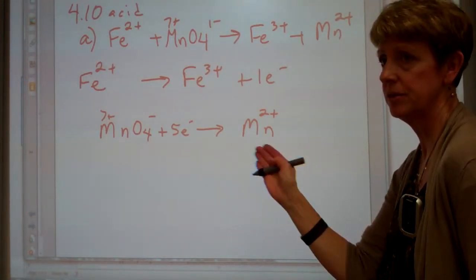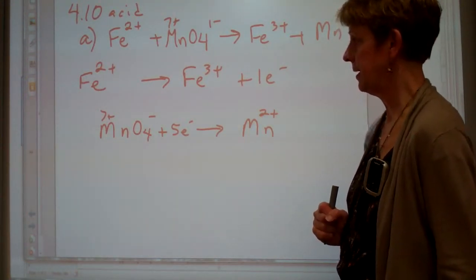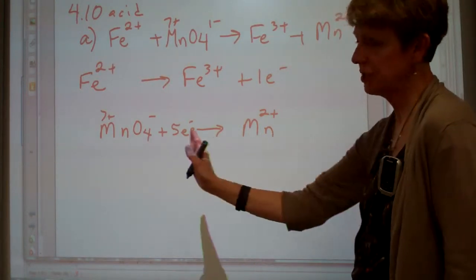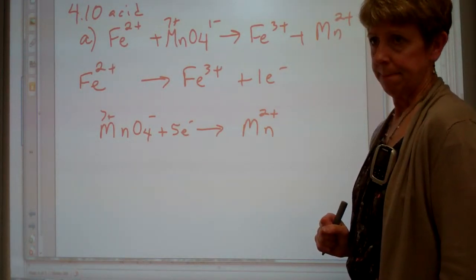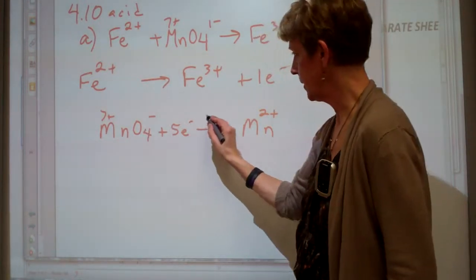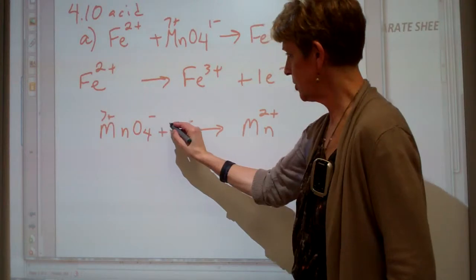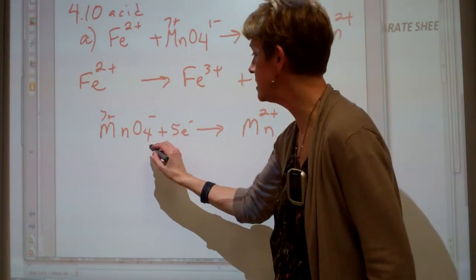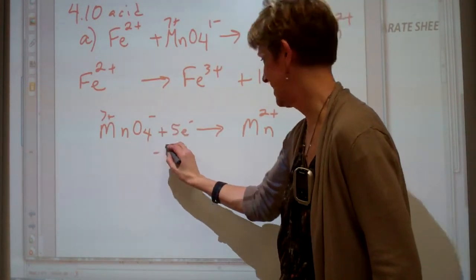Okay, tell me first, total charge. We did this one already, but total charge on the left? Plus 1. No. What's my total charge over here? 4 oxygens. What's my total charge? Minus 2. Minus 6.